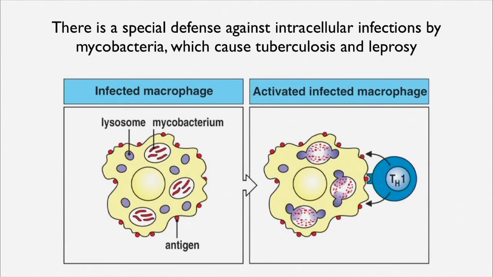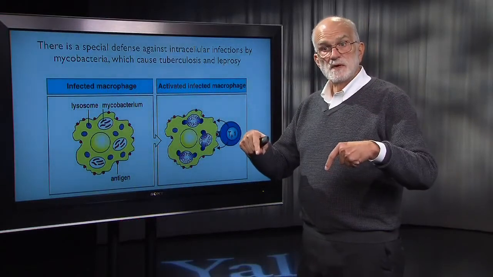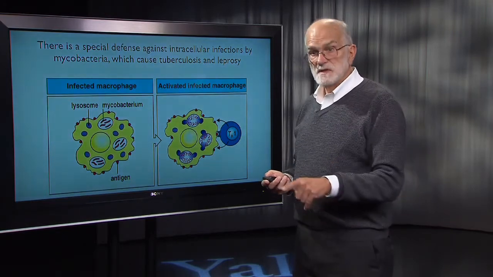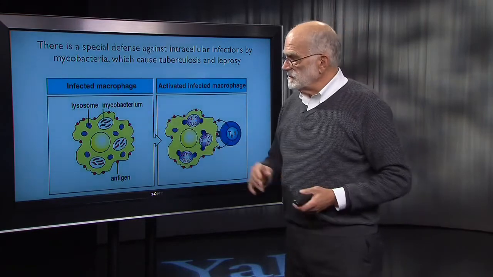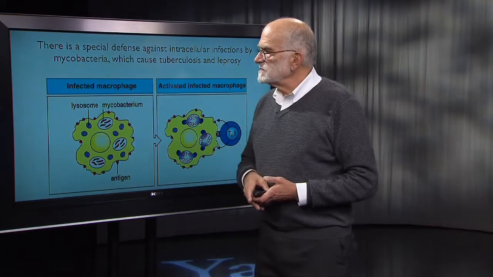There is a special kind of defense against intracellular infection. Now, there are lots of good reasons why a pathogen should want to hide inside a cell. Out there in the blood or in the intracellular space, it's in a pretty open environment where the immune system can attack it pretty easily. So some pathogens have actually evolved to live inside the cells of the host. A good example is a tuberculosis bacterium, and it actually lives inside macrophages.